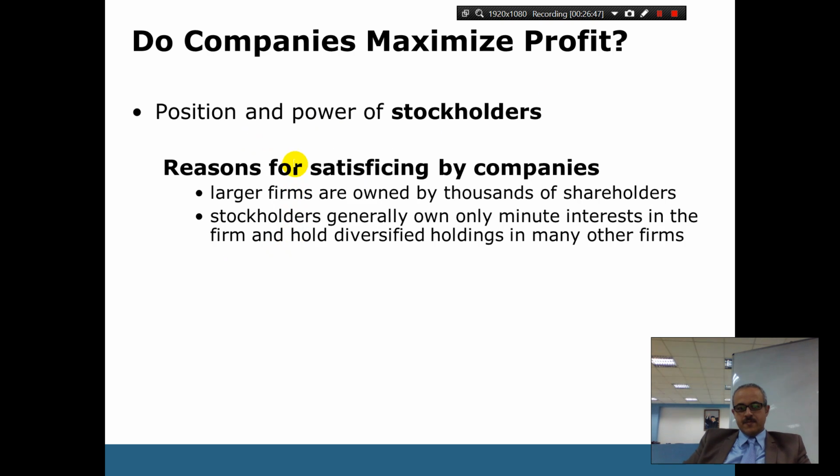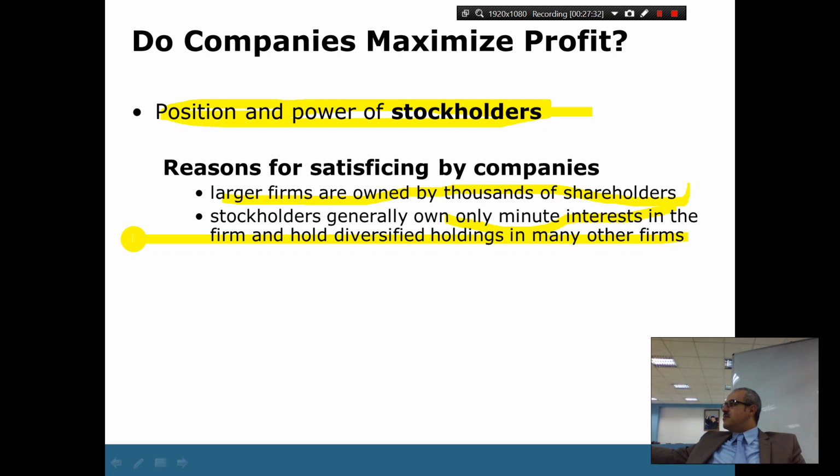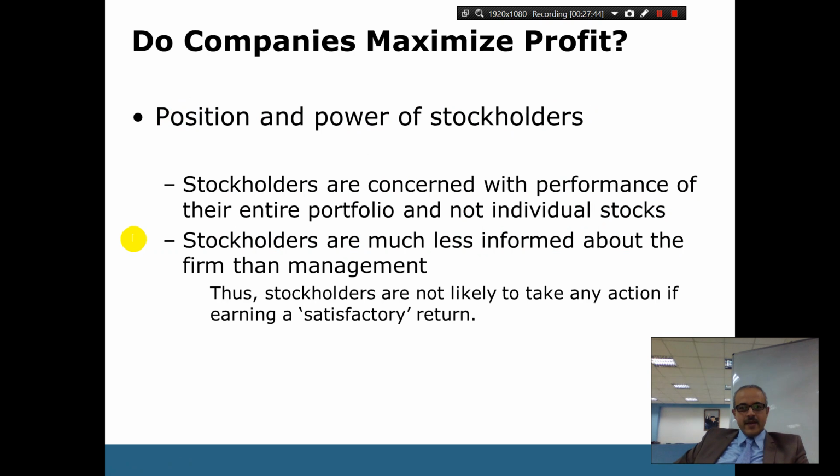As you can see, those are two forces. If you look at the position and power of the stockholders, the reasons for satisfying by companies: large firms are owned by thousands of shareholders. So if companies are big, they have a lot of shareholders, and you need to satisfy all of these shareholders. Stockholders generally own only minute interests in the firm, and they hold diversified holdings in many other firms. So sometimes stockholders just want to see the return, and they don't really care about one company. Rather, they have small money in many different companies. So their view of the company is a little different, but that's their position and their power. The power of stockholders.